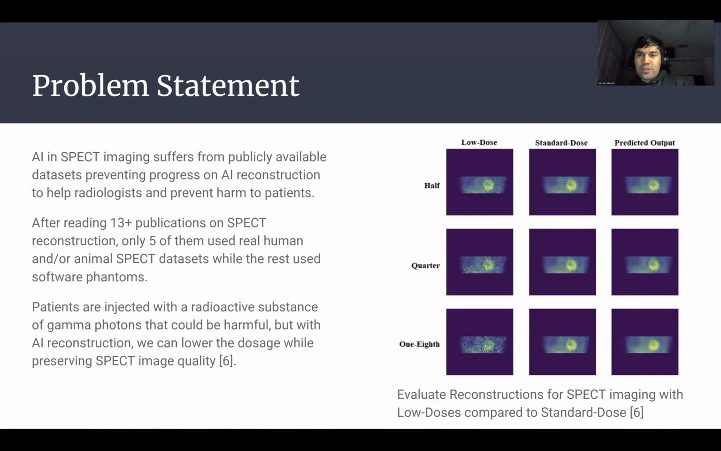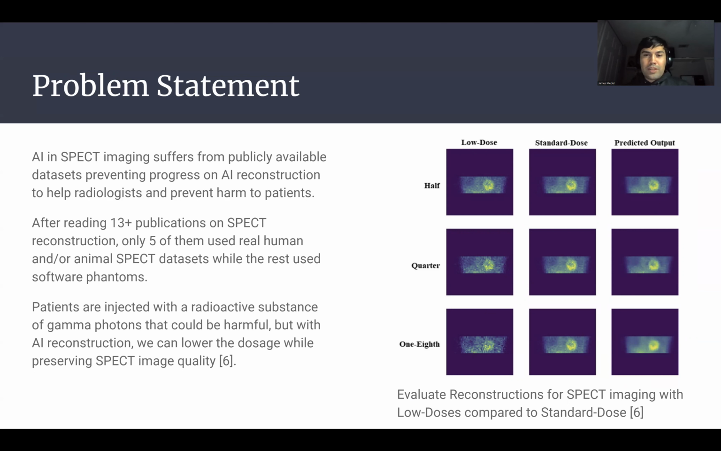One of the other problems, though, aside from time, is that access to publicly available data sets is very low. I looked at over 13 publications on SPECT reconstruction and found that only 5 used real human and animal SPECT data sets, while the rest used software phantoms. And already these data sets are hard to access. The software phantoms, one of the hardships with that is they usually cost money.